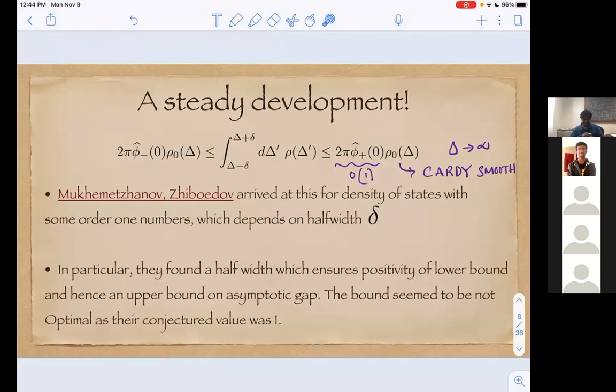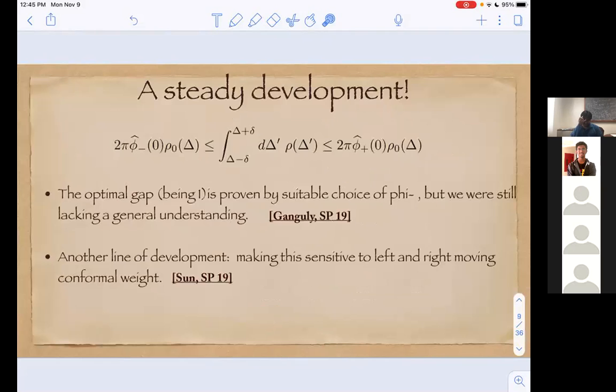So in Bauer and Shasha's paper, they found a half width which ensures the positivity of the lower bound. Hence, they wrote down an upper bound on the asymptotic gap. But their bounds seem to be not optimal, and their conjectured value was 1. They could not show this value is 1, but they could prove some value which is slightly above 1. So next, we could find an appropriate function, phi minus hat, which actually proves the optimal gap is 1.